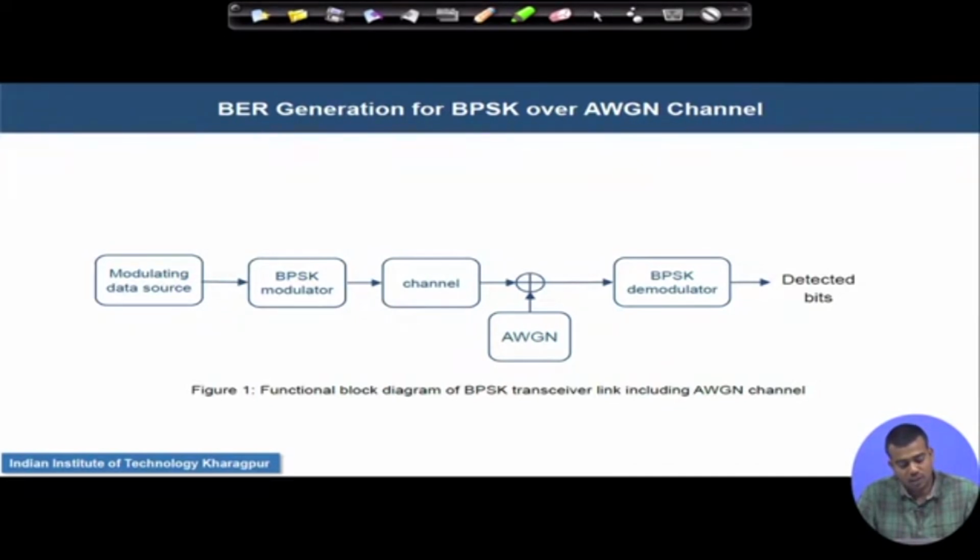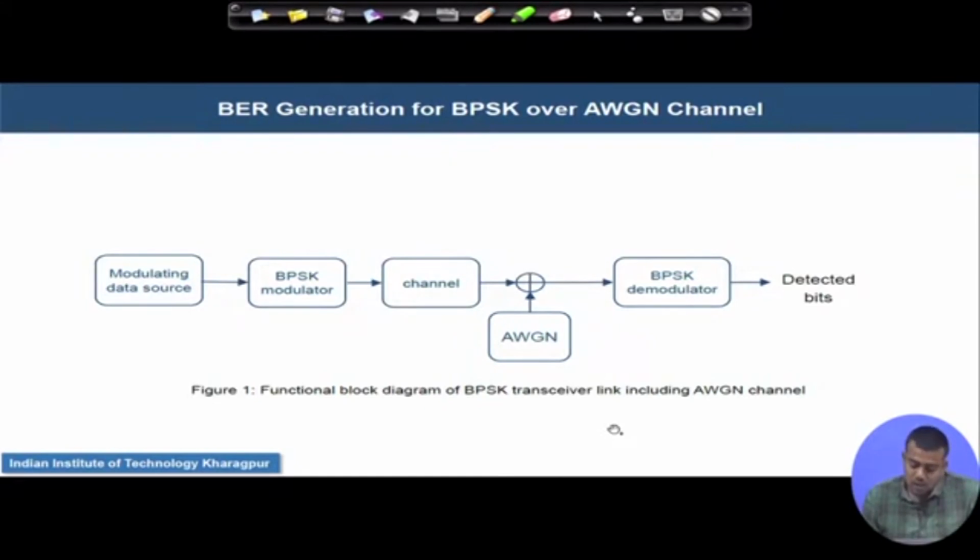BPSK modulator first converts the data bits to bipolar signals. That means 0 will be mapped to -1 and 1 will be mapped to +1. This logic depends upon your implementation. Then each bipolar transmitted signal will be transmitted over the carrier into the channel. Channel here we are considering as AWGN channel. AWGN channel means additive white Gaussian noise channel.